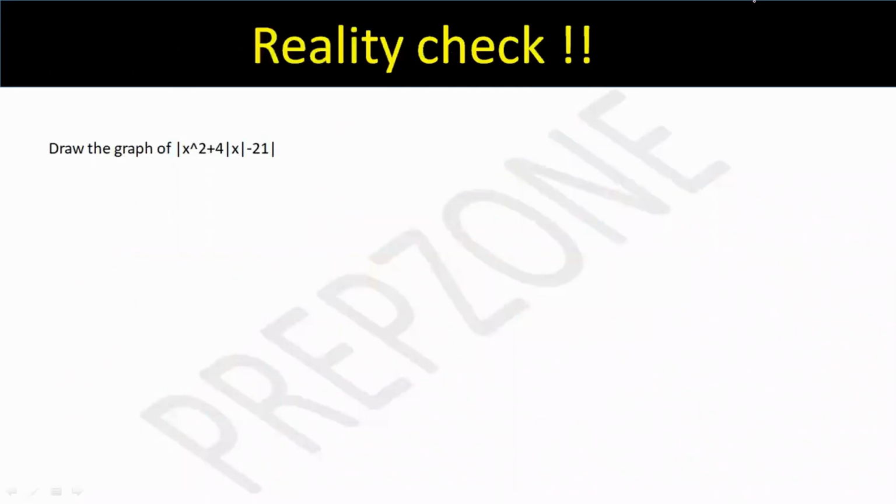So please solve this. You have to draw the graph of mod of (x square plus 4 mod x minus 21), the whole modulus. Remember the basic stuff. Remove all the modulus. Simplify the equation. That is the basic function, and then keep on applying modulus. Let's see. You should not take this much time.